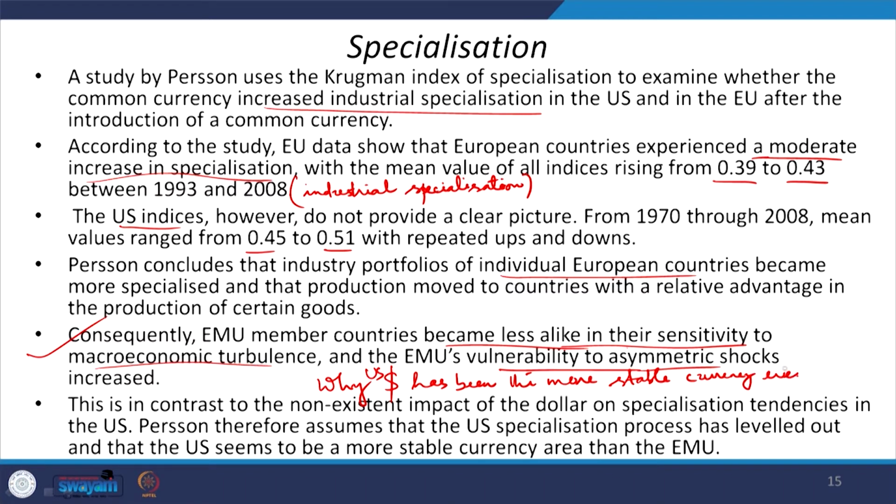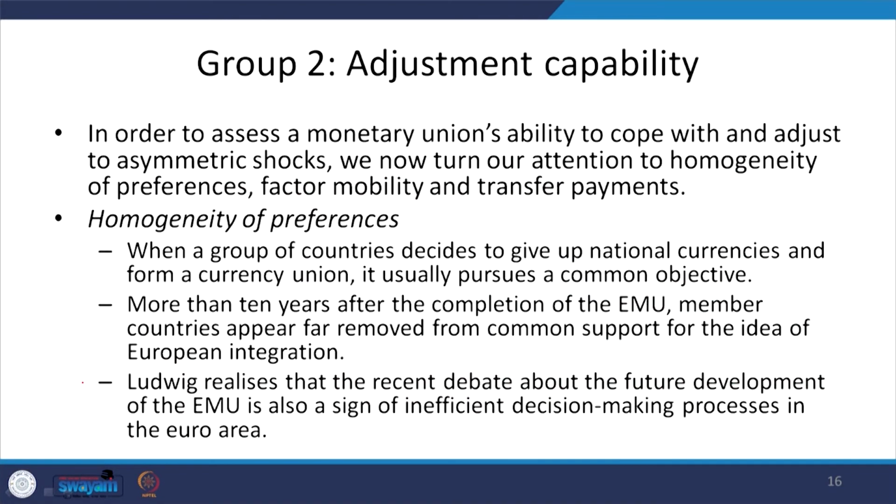Even if EMU formed. So, these are the two answers for this. These are the 2 points answering this question, why US dollar has been the more stable currency even if EMU formed. Okay. This is a very important argument, connecting to specialization as the answer for this question.